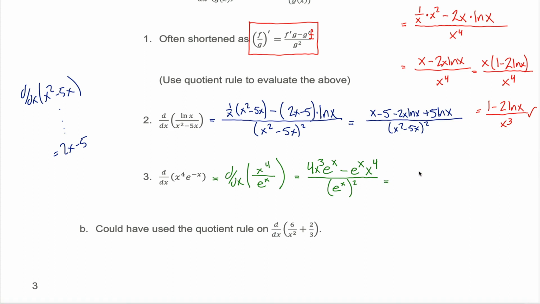In this case, this simplifies kind of nicely, so you probably do want to do it. Recognize that you have an e to the x in each of these terms. So you could pull that out in front and you'd be left with 4x cubed minus x to the fourth. Why would you want to do that?